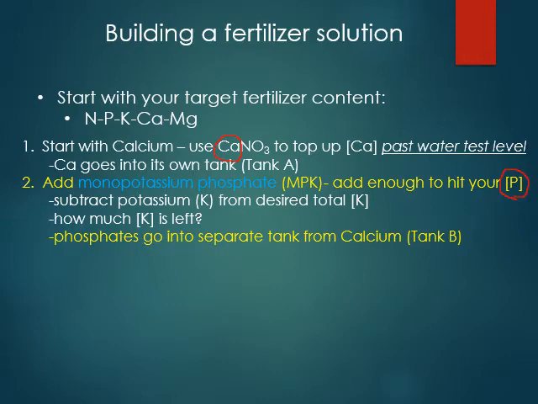Now, remember, this is just a reminder that phosphates go into the calcium tank. Traditionally, I call that tank B, but it doesn't really matter. Whichever tank has calcium is separate. Oh, geez, I got that wrong, didn't I? It goes separate from the calcium. Easy to make a mistake on that, isn't it? Because remember, calcium reacts with phosphates to form an insoluble salt.